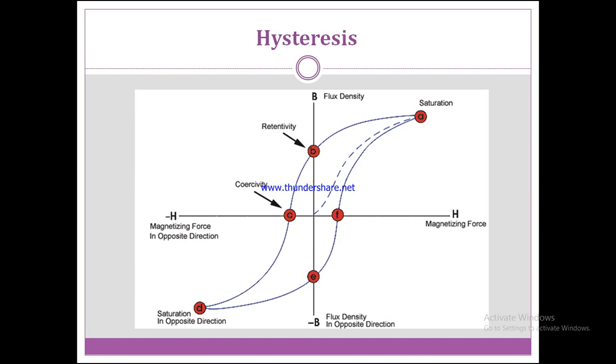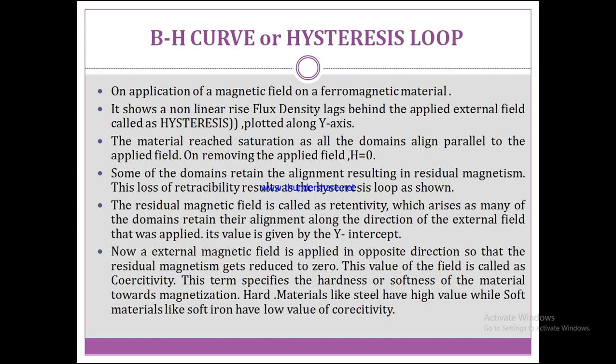As the process of domain rotation is difficult, the rate of increase of magnetization slows down in that region of the curve. The hysteresis effect observed in a magnetization curve is due to the irreversible domain movement and rotation. So we can take the description of that hysteresis loop.